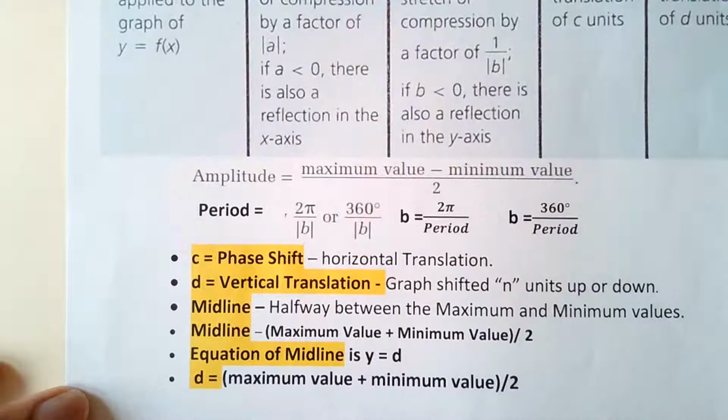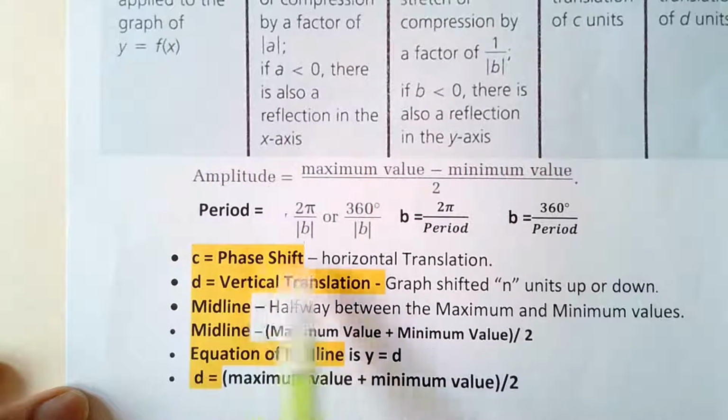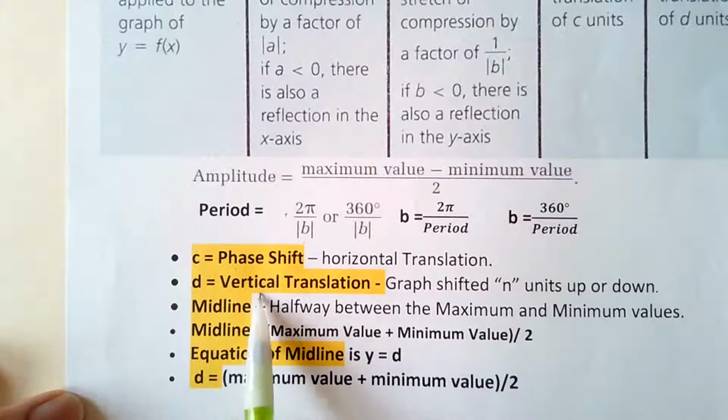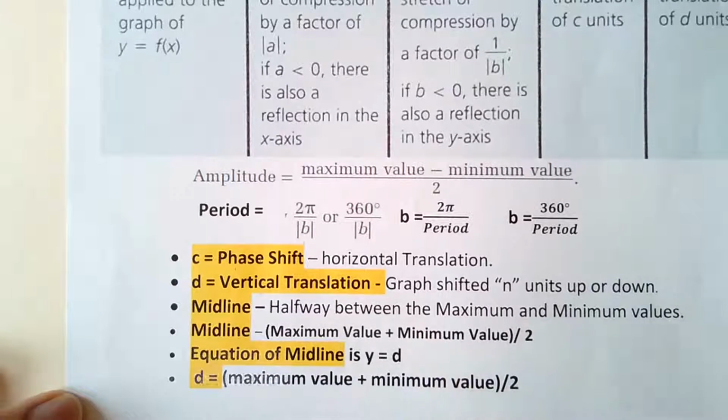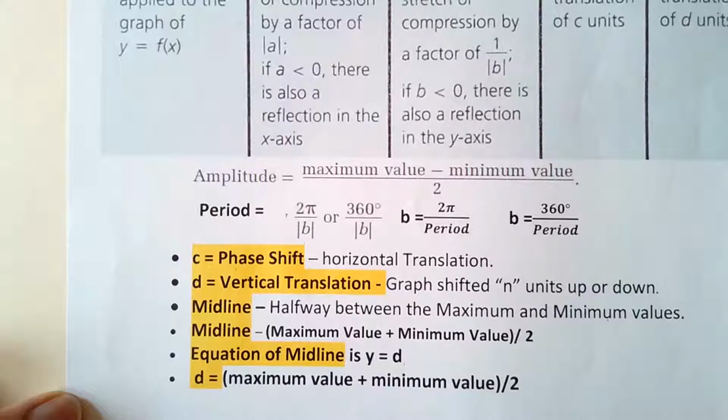Sections of the transformation: we have vertical stretch, horizontal shift, which we call phase shift, and vertical shift. The midline, which is new, is halfway between the maximum and minimum values. The equation of the midline is y equals d. So if we know d, then we know the equation of the midline. And d is the maximum value plus the minimum value divided by 2.